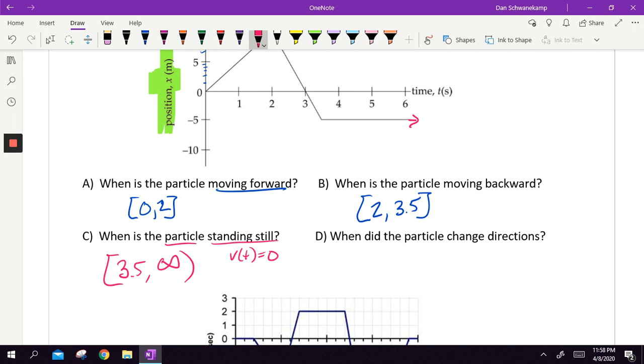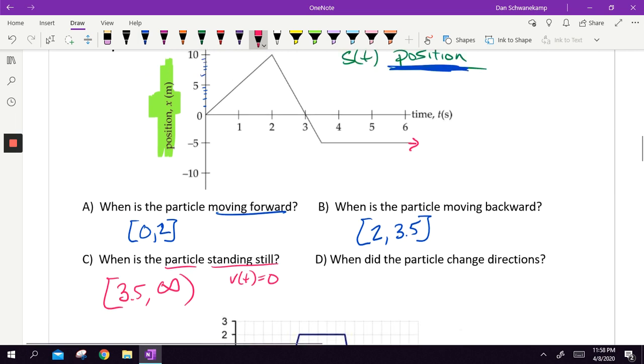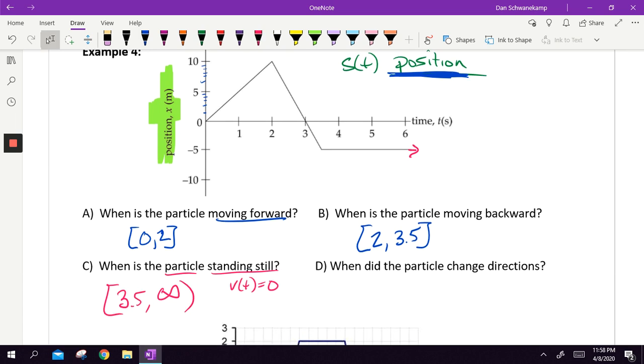When did the particle change directions? So hopefully you can think about that. When did it change directions? It changed directions at t equals. Notice that it's not an interval anymore. It's not during this time. It's at a single moment in time. It changed direction at t equals 2, because at t equals 2 right here, velocity changed signs.